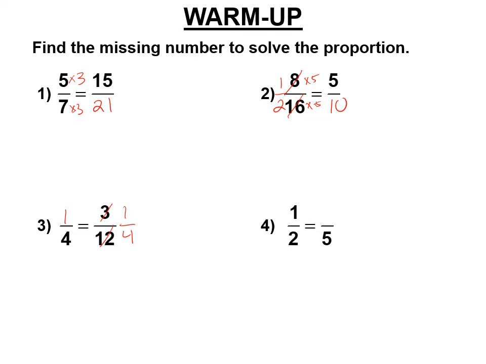Oh, so the other missing number must be 1 to make them both equal to 1/4. Now this one's harder, right? 2 times what makes 5? 2 times blank equals 5, because that's already simplified. So what number could go there? Well, what would cancel the 2 and turn it into 5? It turns out 5/2 would do that. So that must be multiplied by 5/2, and the missing number is 5/2.